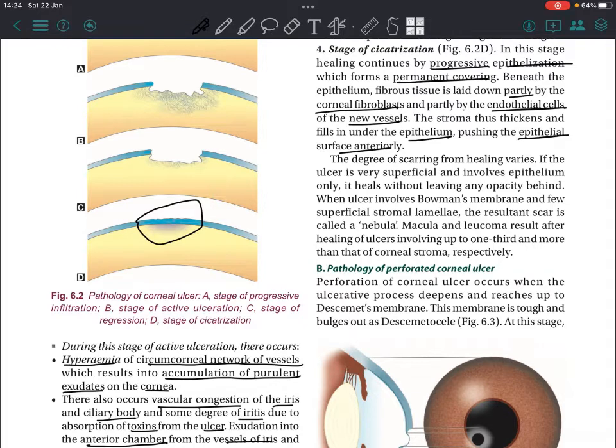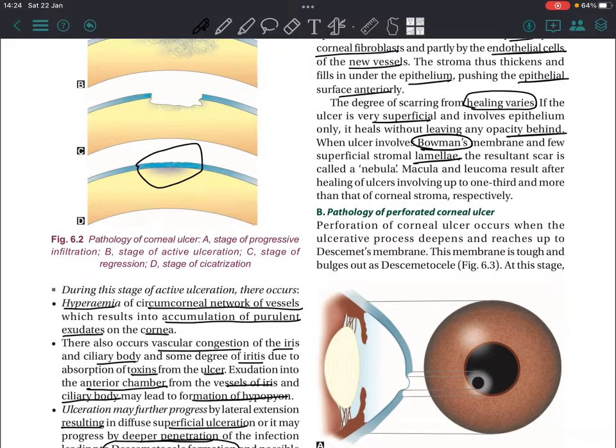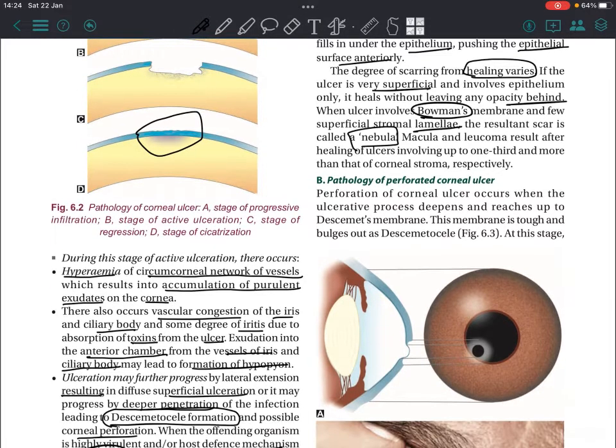The degree of scarring from healing varies. If the ulcer is very superficial and involves epithelium only, it heals without leaving any opacity behind. When the ulcer involves Bowman's membrane and a few superficial stromal lamellae, the resultant scar is called nebula. Macula and leucoma result after healing of ulcers involving up to one third and more than one third of the corneal stroma, respectively.